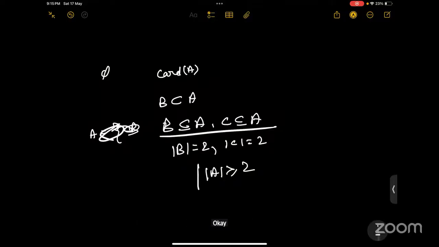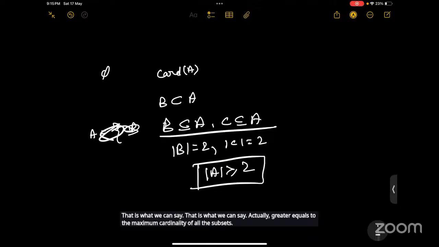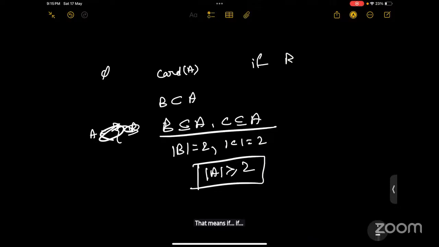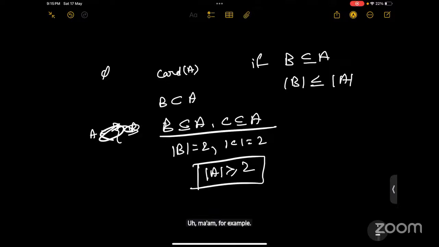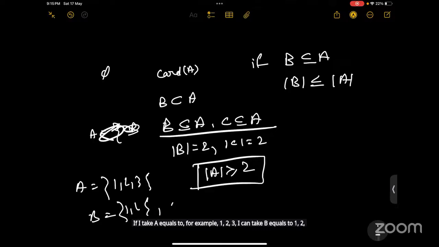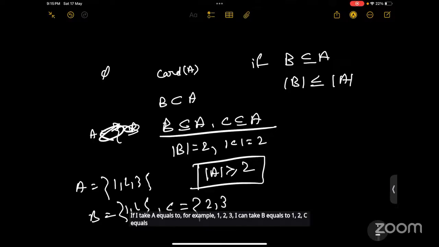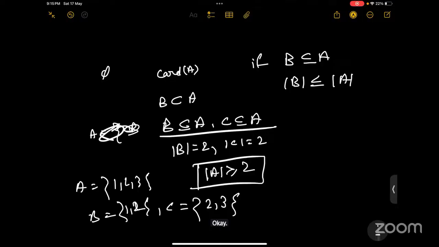Okay. That is what we can say. Actually, the cardinality of A is greater than or equal to the maximum cardinality of all the subsets. That means if we have any subset of A, the cardinality of that subset will be less than or equal to the cardinality of A. Ma'am, for example, if I take a set A equals {1, 2, 3}, I can take B equals {1, 2}, C equals {2, 3}, right? Okay. So the cardinality of A is 3, which is greater than or equal to 2.